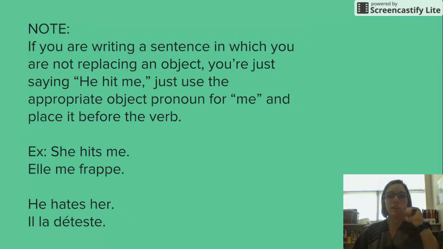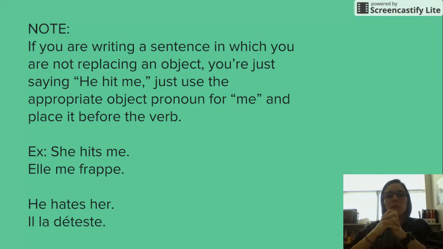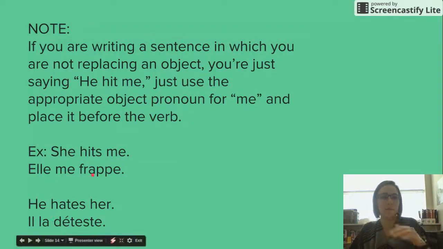Note, if you're writing a sentence in which you're not really replacing an object, you're just saying, he hit me or she did it, you're actually just going to use the appropriate object pronoun for whatever it is, whether it's me or it or you, and place it before the verb. Okay, so here we have, she hits me, elle me frappe. A lot of times when we're using the object pronouns that are specifically for people, like me, tu, nous, vous, we're not going to be replacing them so much. We're just going to be saying them. She hits me, I talk to you, he does it is going to be much better and much easier to figure out. So he hates her, il la déteste. Remember la because her, she is feminine.